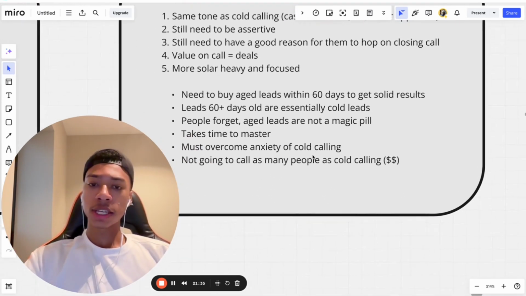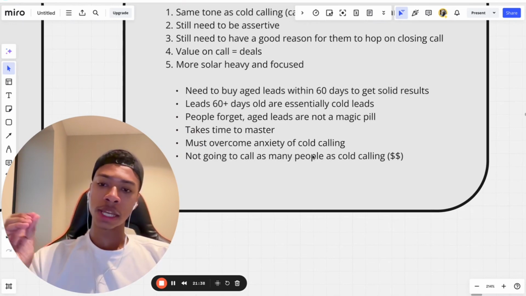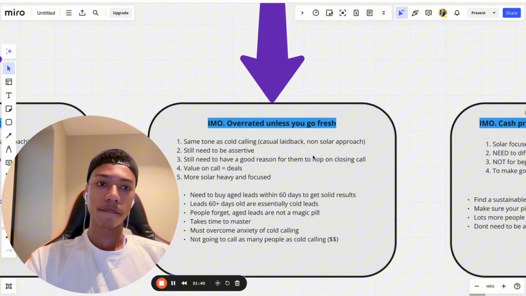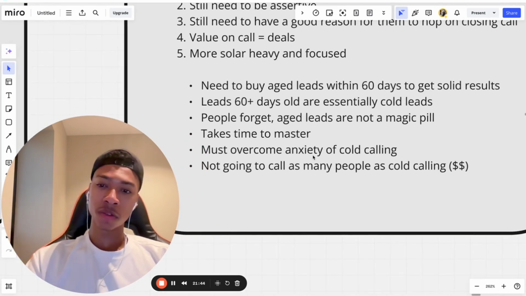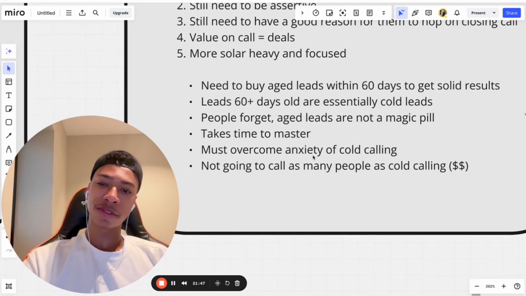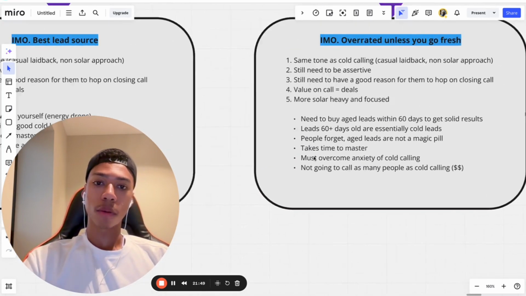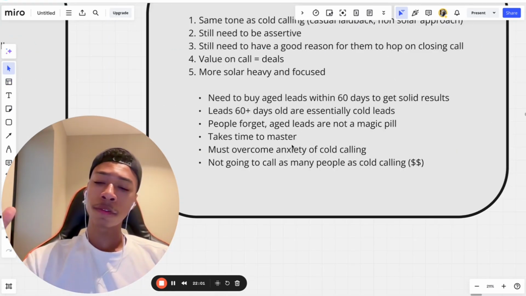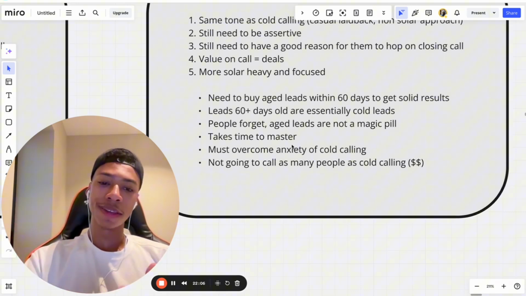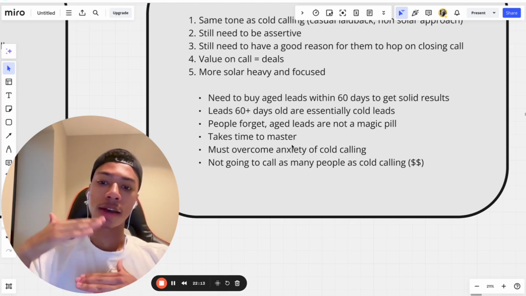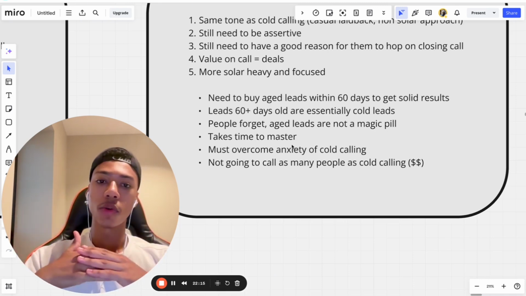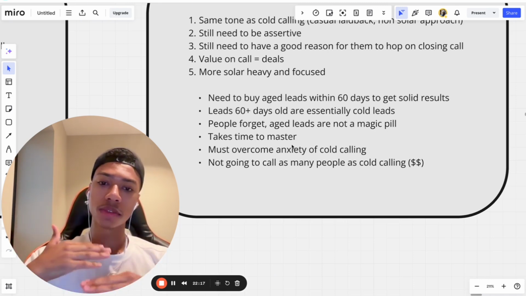So, like I said, people forget aged leads are not exactly a magic pill. It's not just because they were an inbound lead at one point that you can treat them as such. And then it also takes a lot of time to master. So there's a slightly different approach you need to take from both cold calling and inbounds. For example, if they filled out a form 10 days ago or 7 days ago, there's a different approach you need to take compared to someone that filled out a form 100 days ago. You need to adjust the level of how much you talk about solar, and how aggressive you are with their problems and all that stuff.